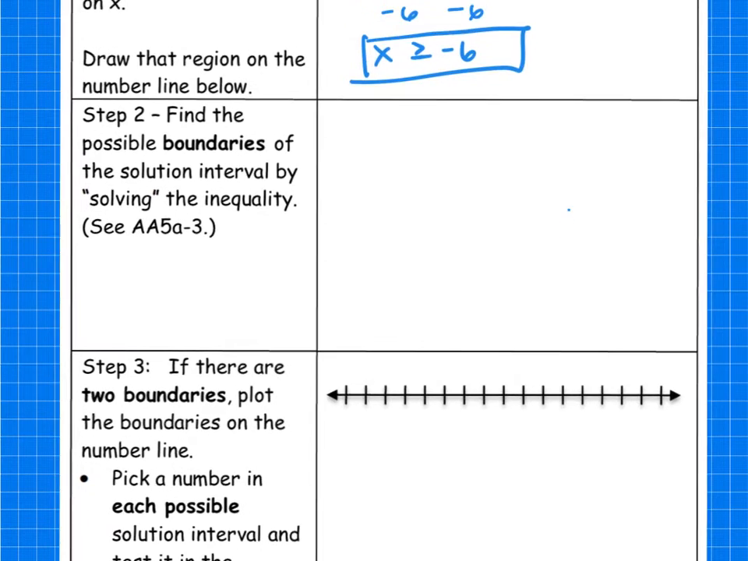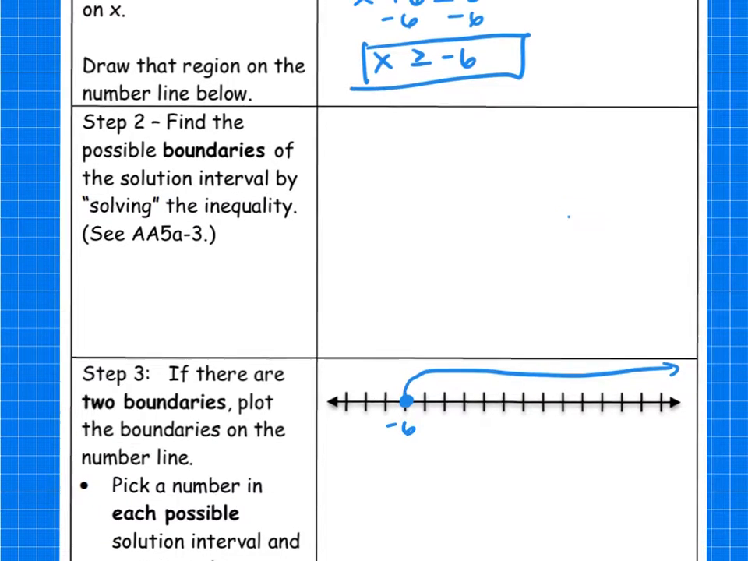I'm going to go ahead and put that negative 6 down here. It's one part that I know. And then I want to find the boundaries.